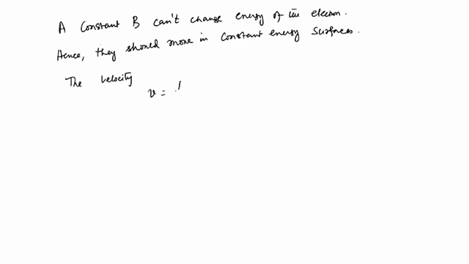So, velocity is 1 over h cross del E del k, and the motion is perpendicular to the constant energy surface. Okay. So, the motion of the electrons is perpendicular to these constant energy surfaces, and these constant energy surfaces are important for us to determine, and they denote the Fermi surfaces.